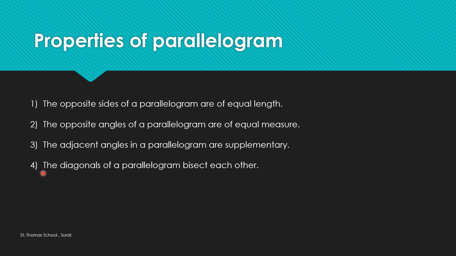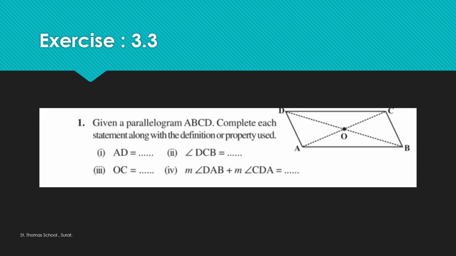And fourth one, that you can see in page number 50, the diagonals of a parallelogram bisect each other. What is the meaning of bisect? It divides into two equal parts. The diagonals of a parallelogram bisect each other. Bisect means it divides the line segment into two equal parts. So that are the four properties of parallelogram. You have to learn by heart and you have to write in a geometry book. Clear?